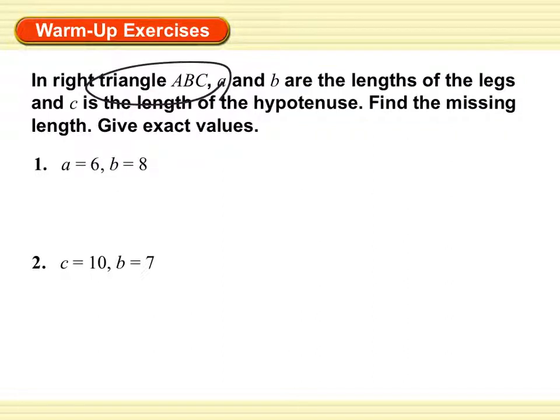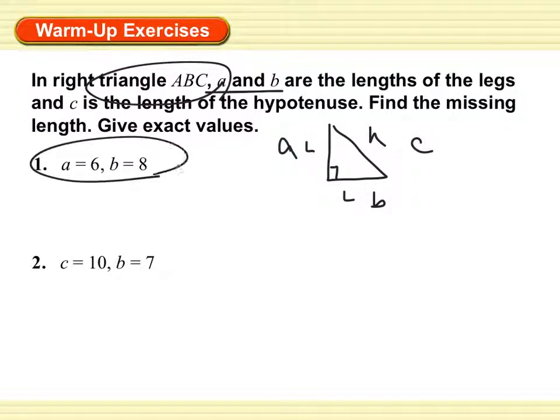I have a right triangle. A and B are the lengths of the legs. Okay? If it's right, this is a leg and this is a leg, and that's the hypotenuse. Find the missing length. So A and B are legs, C is the hypotenuse. If I know two of the sides, I need to use Pythagorean theorem to find the third. When it says give exact values, that means we don't do the square roots of anything in our calculator. Pythagorean theorem says a squared plus b squared equals c squared.